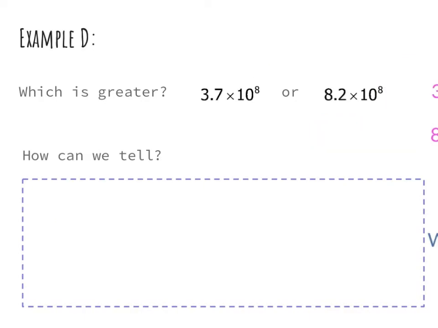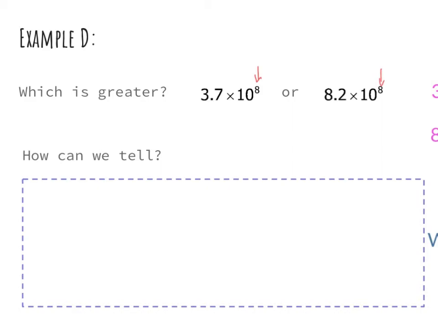So here we are in example D, and they kind of threw us a curveball. If we take a look, it's like, okay, which one is greater? And I've learned from the last 2 examples, I can just take a look at the exponent. However, in this case, I've got an exponent of 8 on one side and an exponent of 8 on the other side. So since the exponents are the same, how am I going to figure out which one is greater?